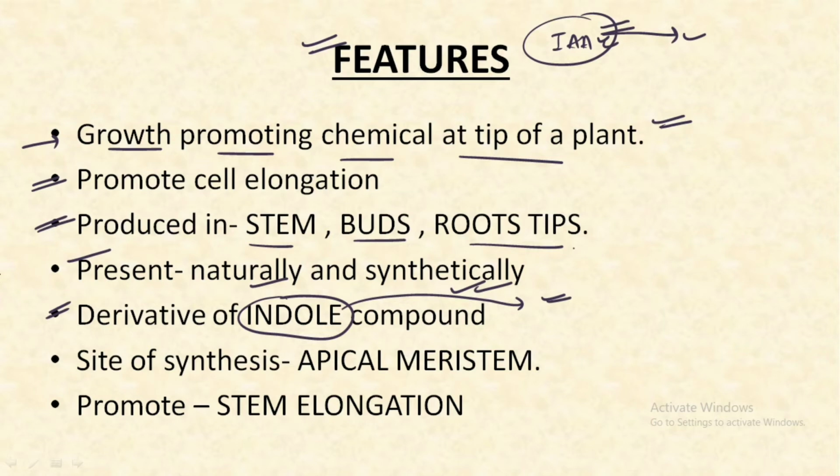The main site of synthesis of the auxin is the apical meristem. And what is apical meristem? We would understand this with the help of a diagram in the subsequent slides. And finally, it promotes stem elongation.